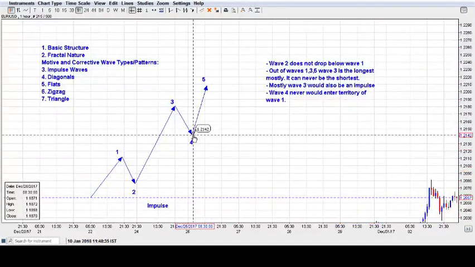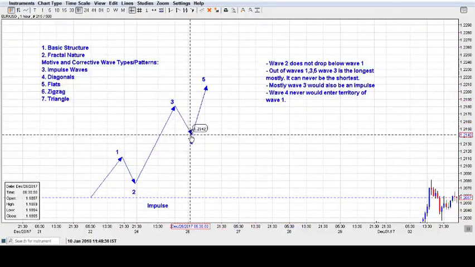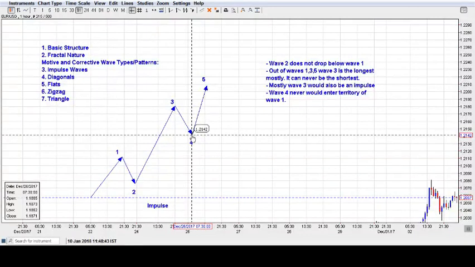Now I'm going to touch base with the last rule. What it says is, let's say that's the termination point of wave 4, okay?